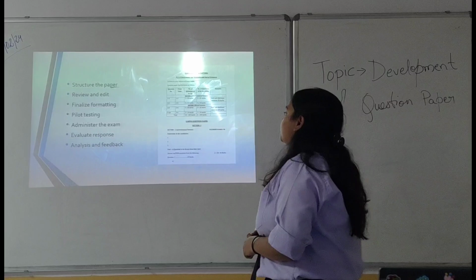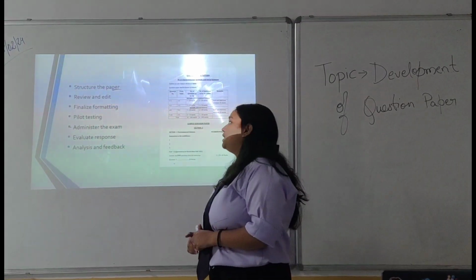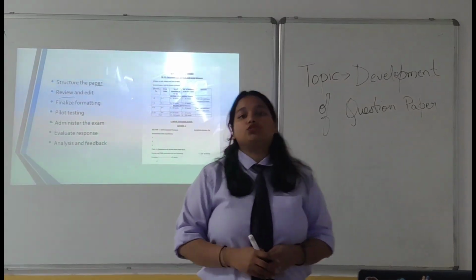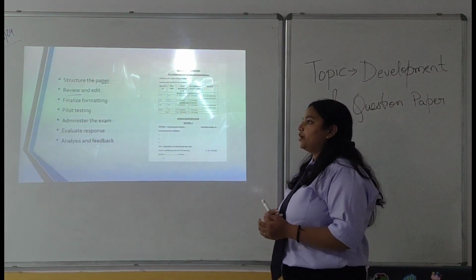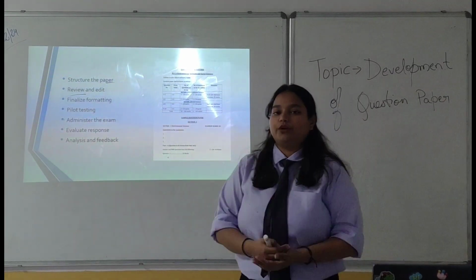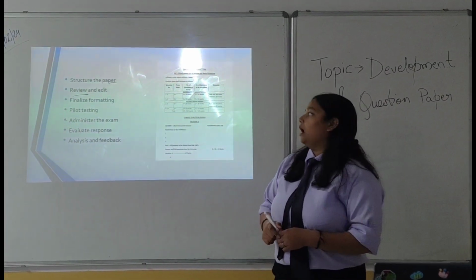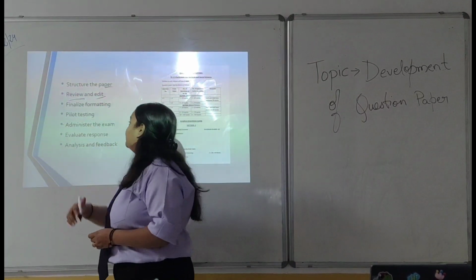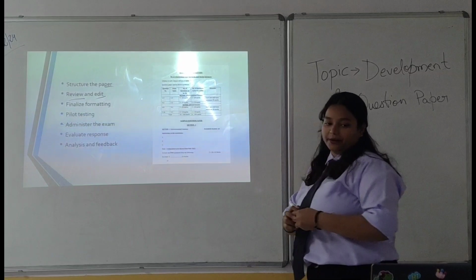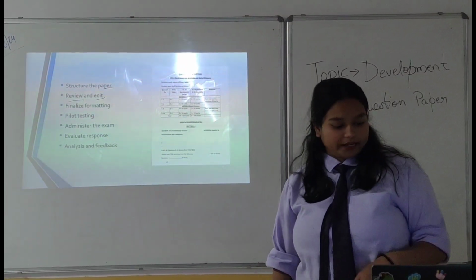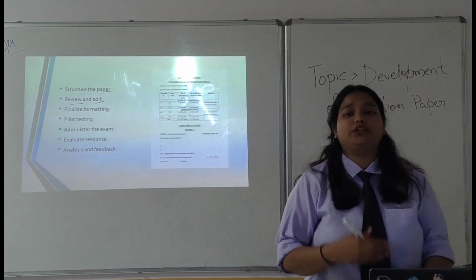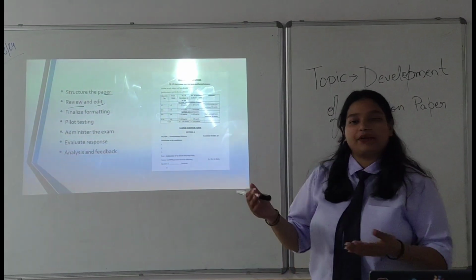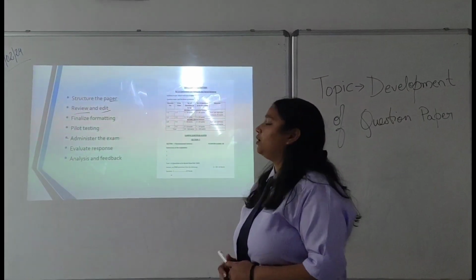So our next point is review and edit. As we can guess by the word review, we have to review the question paper thoroughly so that we can see that the question paper is fair enough for a child or a student to answer the questions. And if there are any issues, then it should be edited. So next is finalize formatting. Finalize formatting is to format the question paper according to the guidelines provided by any educational institution or the examination board. The question paper should be built on that.